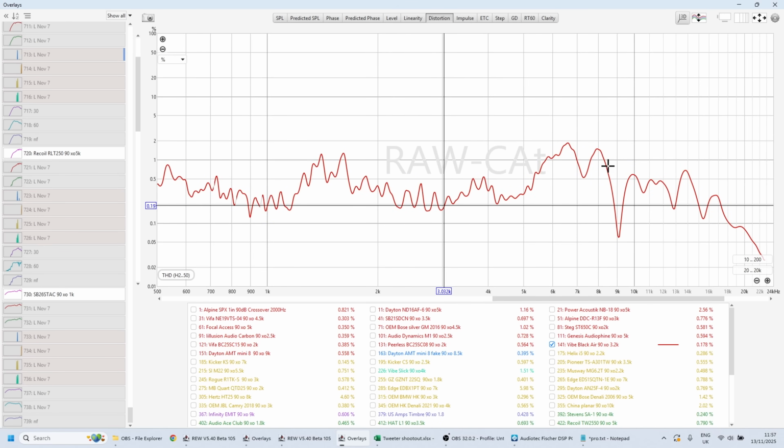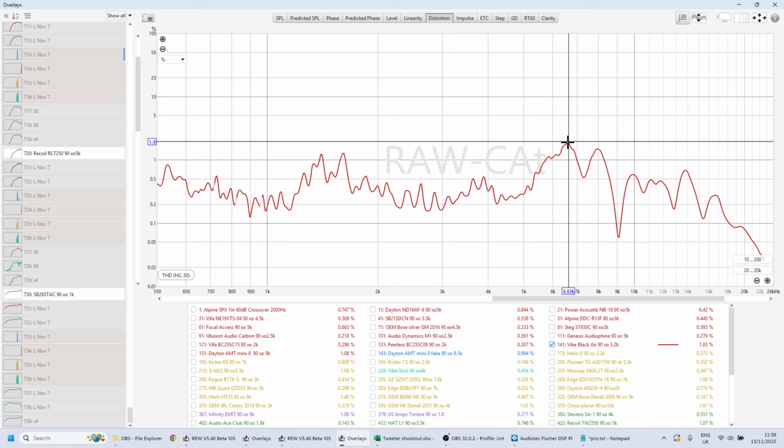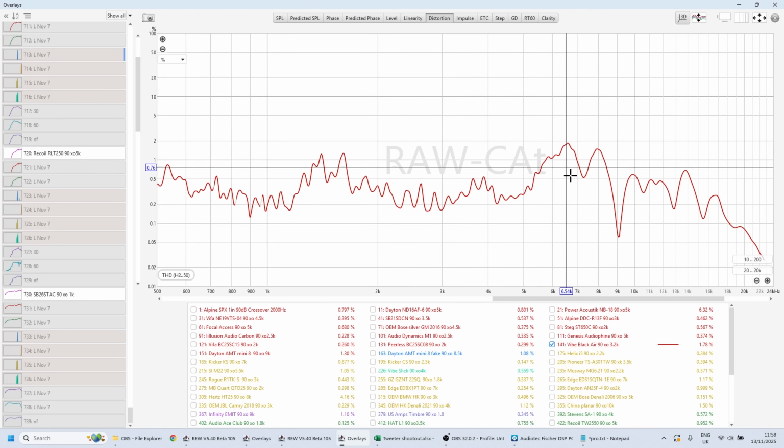However, we still have high distortion here at 6 and 8K. In order to get rid of this distortion, I would need to cross this driver at 10, 11, or 12K. This is unreasonable. And this is just an indication that it might be that this driver has some problems, or that the driver is not really suitable to play 90 dB. If you would play 80 dB, this 2% distortion would go probably below 1%.